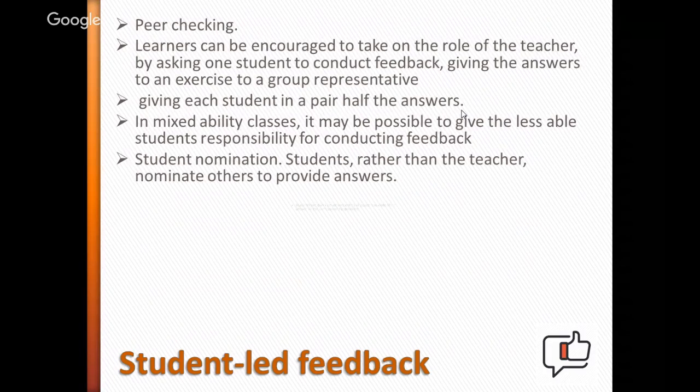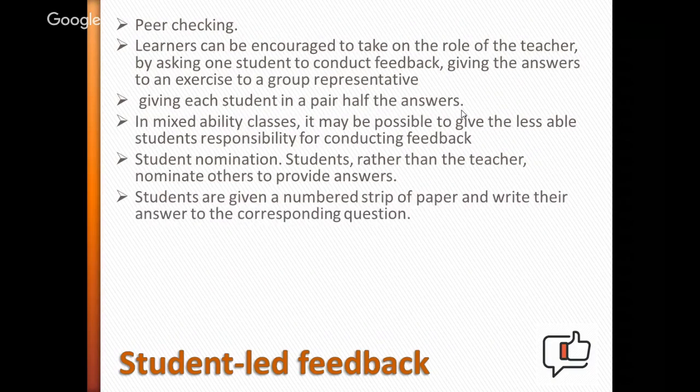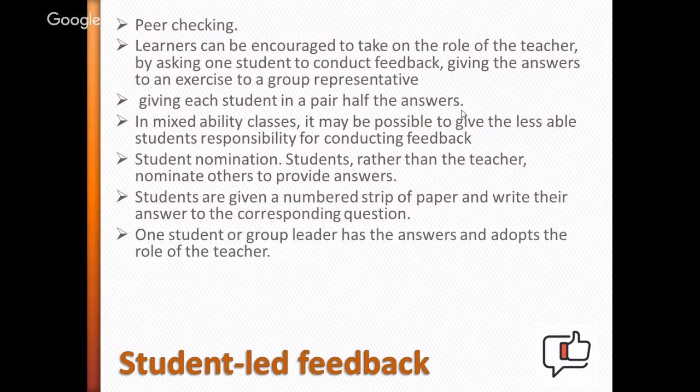Also, it's possible to give a number to the students, and every student writes the answer according to the number of the sentence or their task. Then the students mingle, complete their task with correct answers, and check. It's also possible that one student or one group of students takes the role of leader and gives the answers to the others.